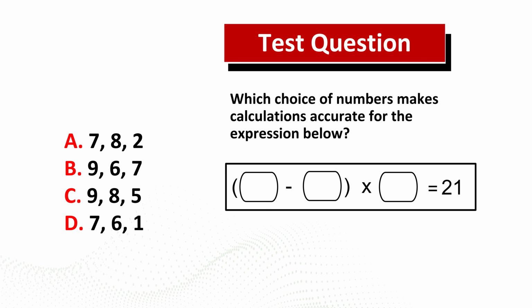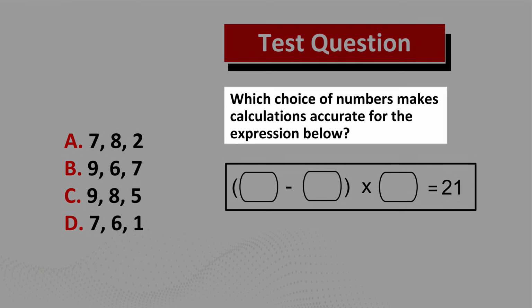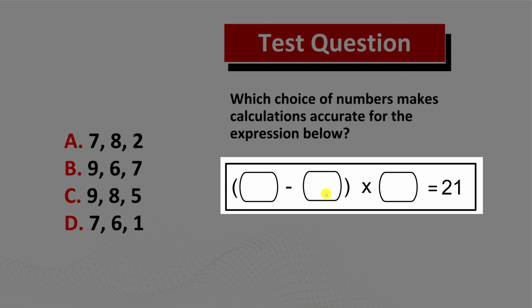And now, here's the question for you to try. Which choice of numbers makes calculations accurate for the expression below? And you have an expression. 2 numbers in parentheses multiplied by a third number equals 21. And for 2 numbers in parentheses, you subtract second number from the first number.